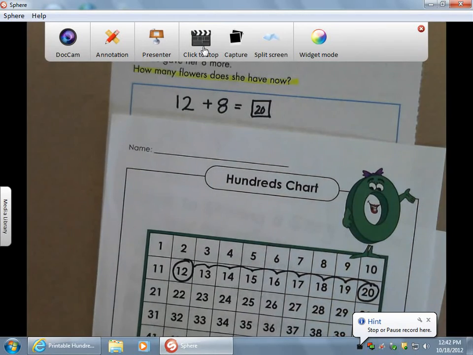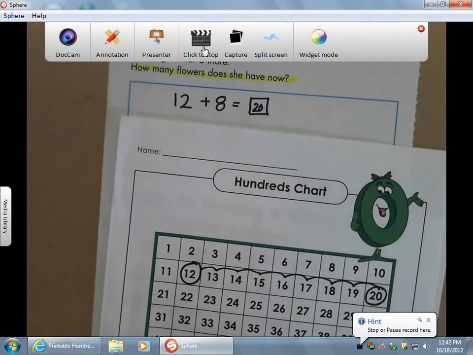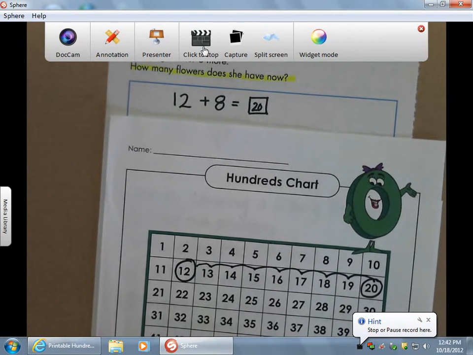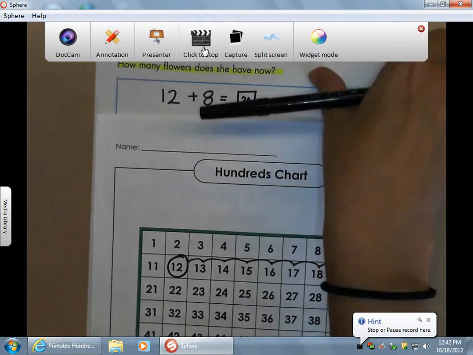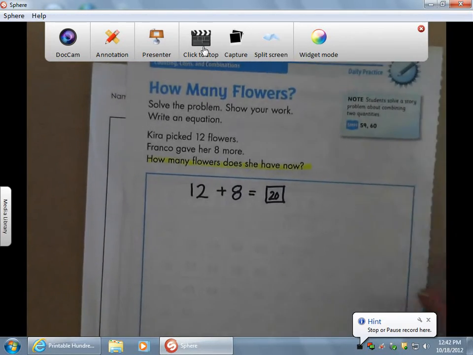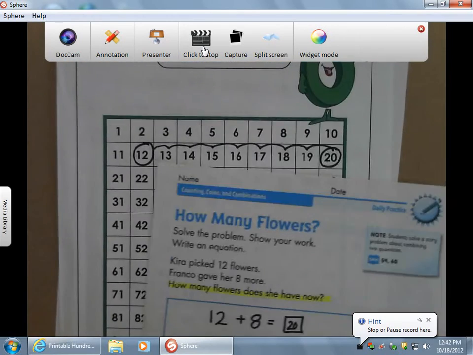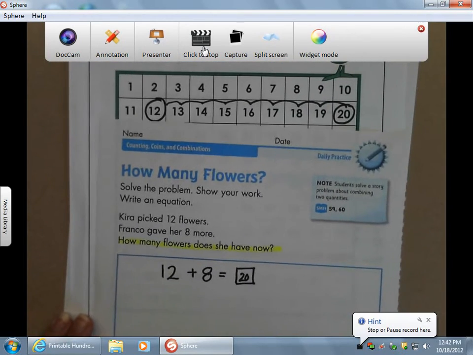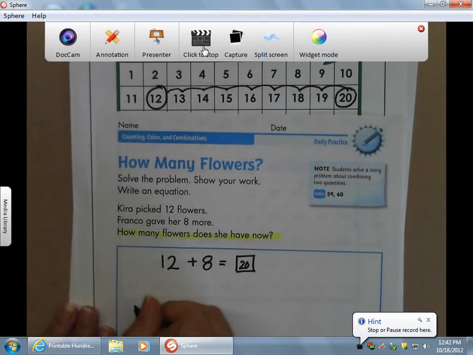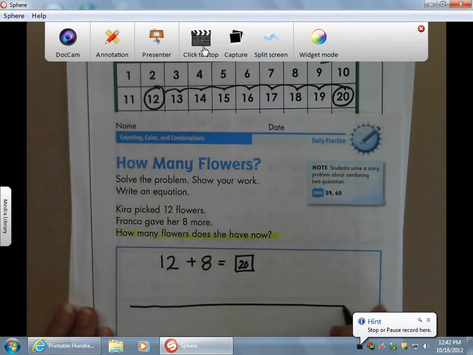But I'm not done yet, because I have to explain my thinking, and I have to show it on the page. So I know what I did, and I know I got the answer, but now I need to show it. So I'm going to get my page, okay, and I'm going to show my thinking. This 100s chart is like a number line. So I'm going to use a number line. I'm going to draw a number line to show the way that I counted. Okay, so I'm going to draw a number line like this.